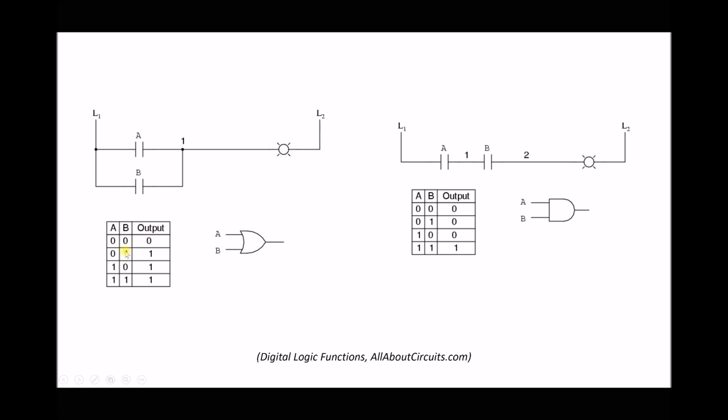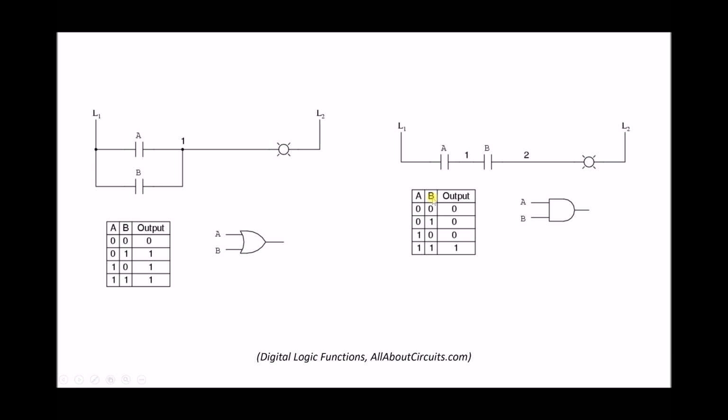However, if just B is activated, as we mentioned, we'll get an output. If just A is activated, we get an output. And if A and B are activated, we still get an output. Although this is called an OR function, this will also provide an output if A and B are activated.